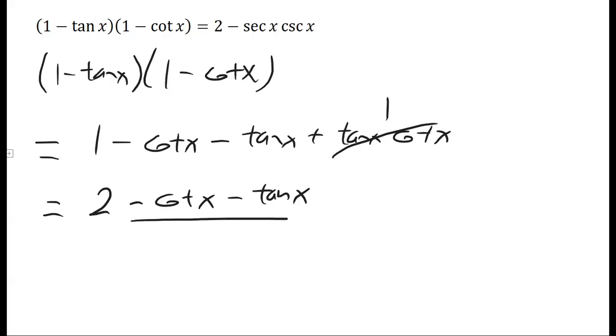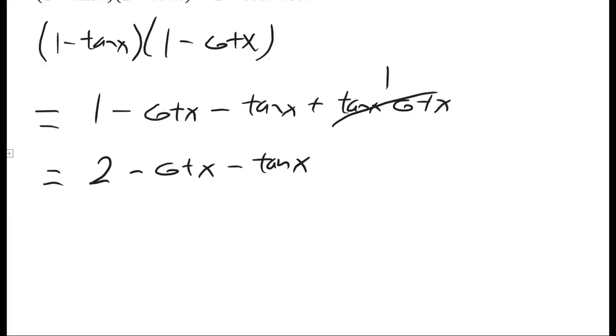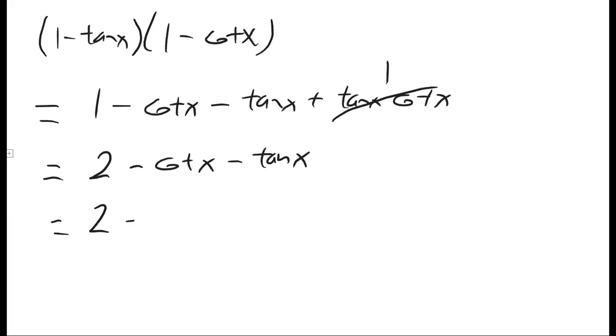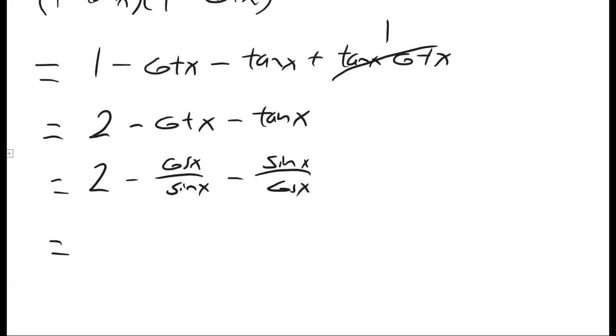So somehow this minus cotangent x minus tangent x is equal to secant x cosecant x. Okay, so how can we do that? Well, maybe let's change things in terms of sine and cosine again. So cotangent is cosine over sine, and tangent is sine over cosine, okay? So what if I factor out a -1 first?